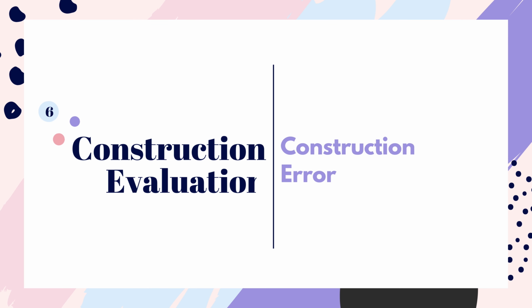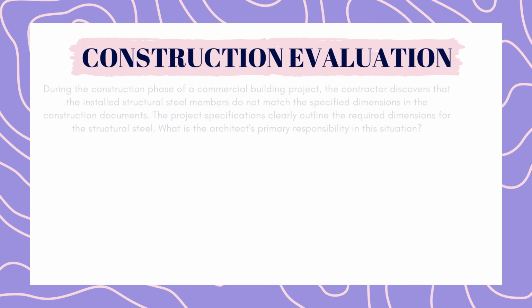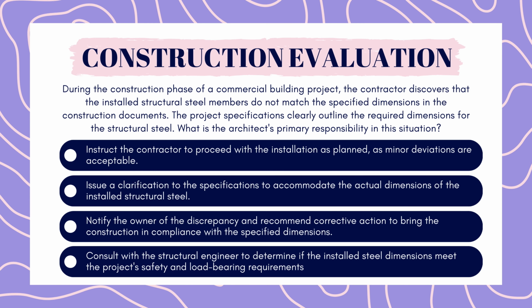Next up is construction evaluation. During the construction phase of a commercial building project, the contractor discovers that the installed structural members do not match the specified dimensions in the construction documents. The project specifications clearly outline the required dimensions for the structural steel. What is the architect's primary responsibility in this situation?